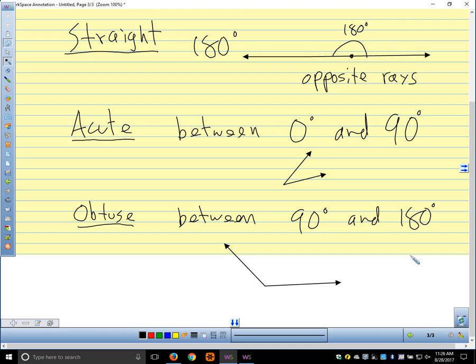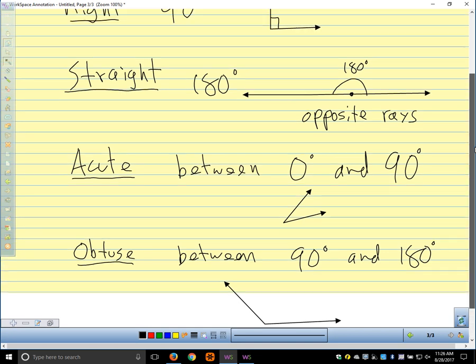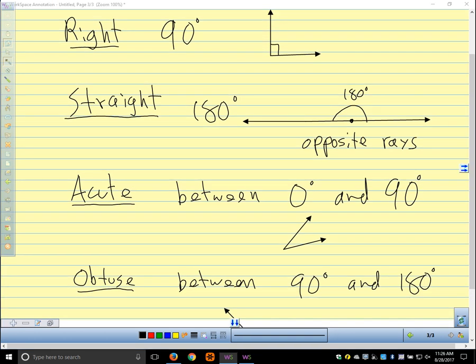All right, so those are our special angles. We'll talk about acute angles, obtuse angles. Straight angles don't show up that much. They do show up sometimes. Right angles we'll talk about a lot. All right, so we're good with our special angles. We'll talk about special angle pairs tomorrow.